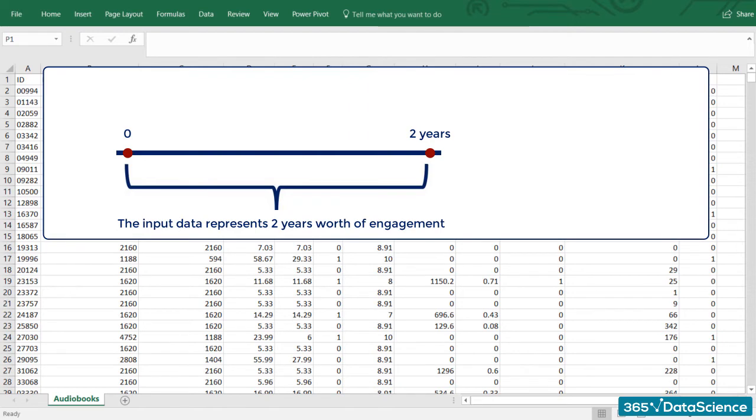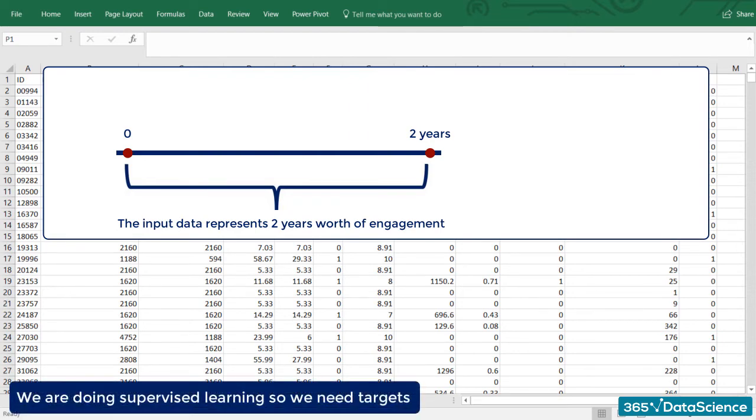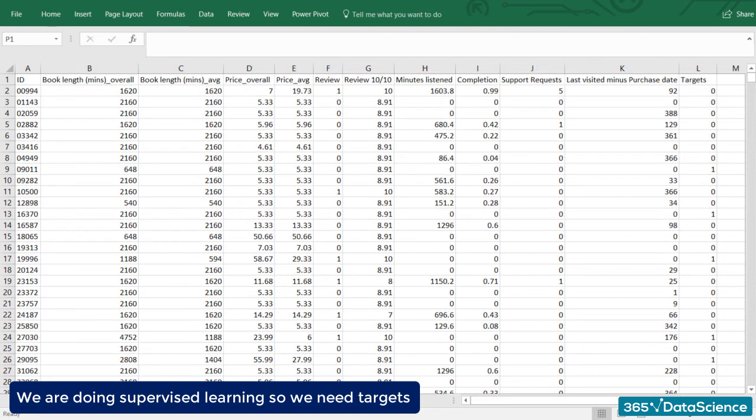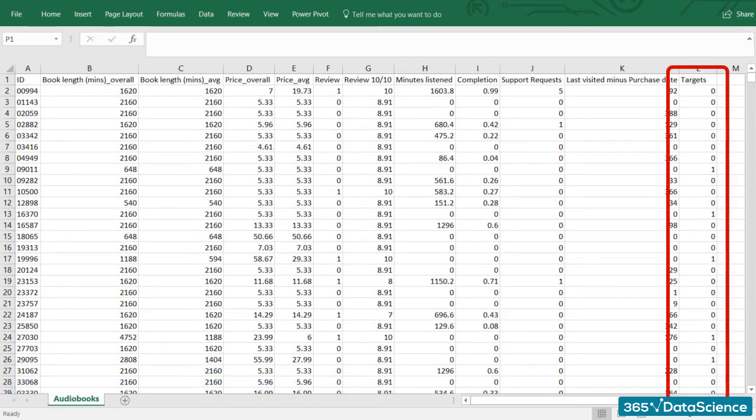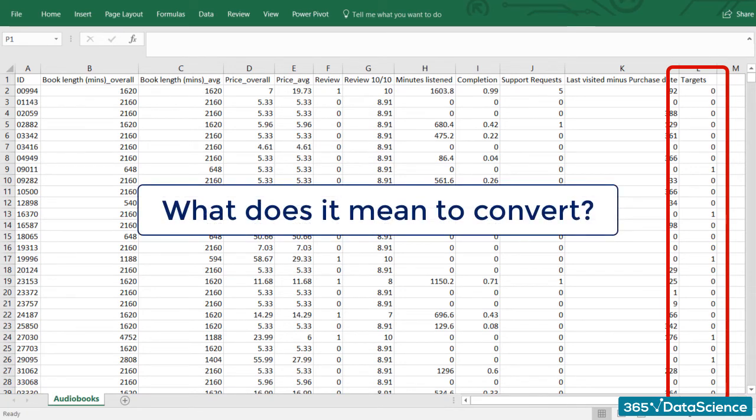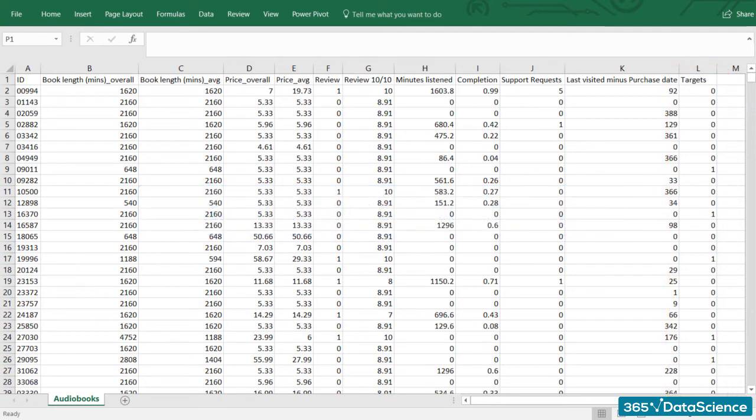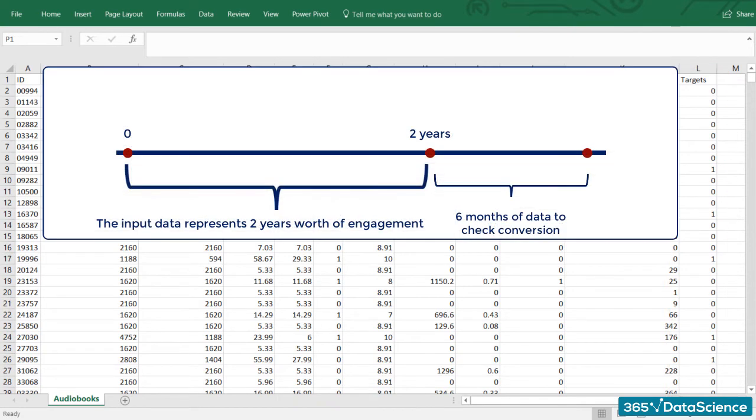Now, we are doing supervised learning, so we need targets, right? The targets will be a Boolean. 1 if a person converted, and 0 if he or she didn't. But what does it mean to convert? That's the big question here. We have taken an extra 6 months of data after the 2-year period to check if a user converted. So, we took 2 years and 6 months of data.